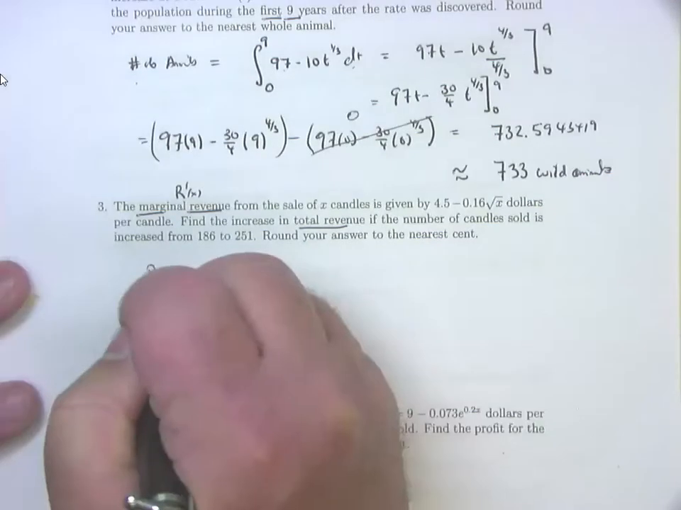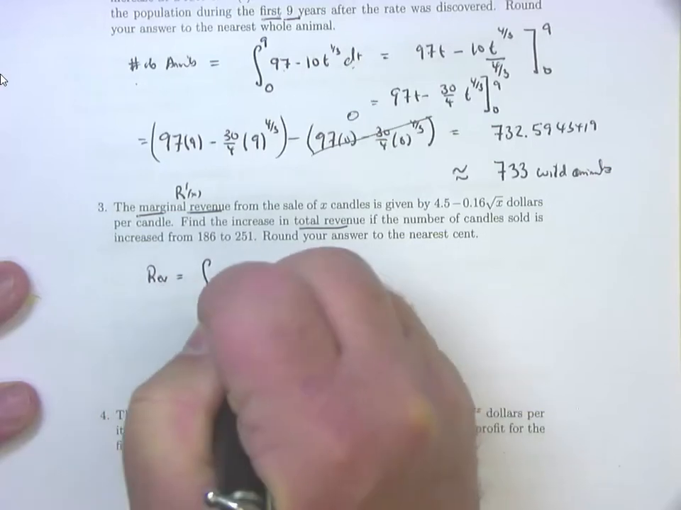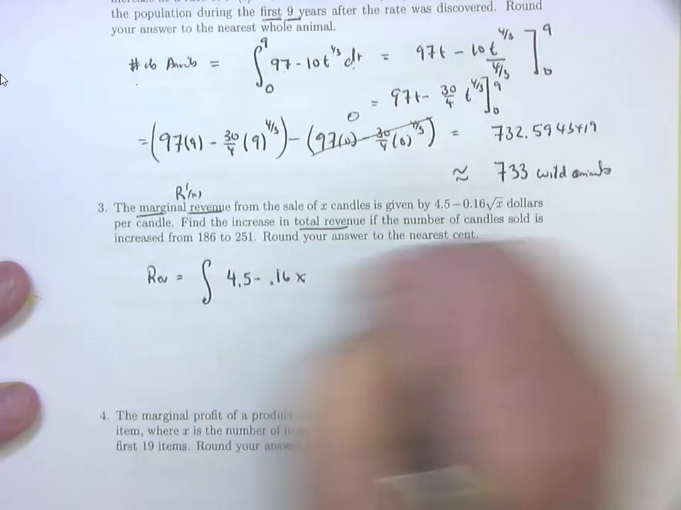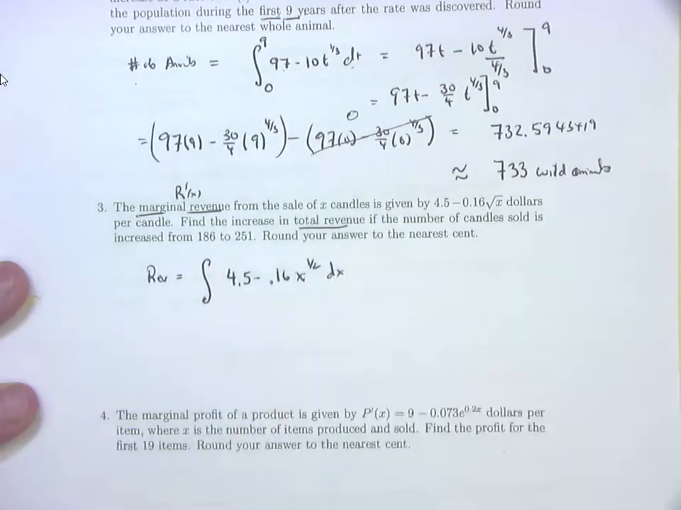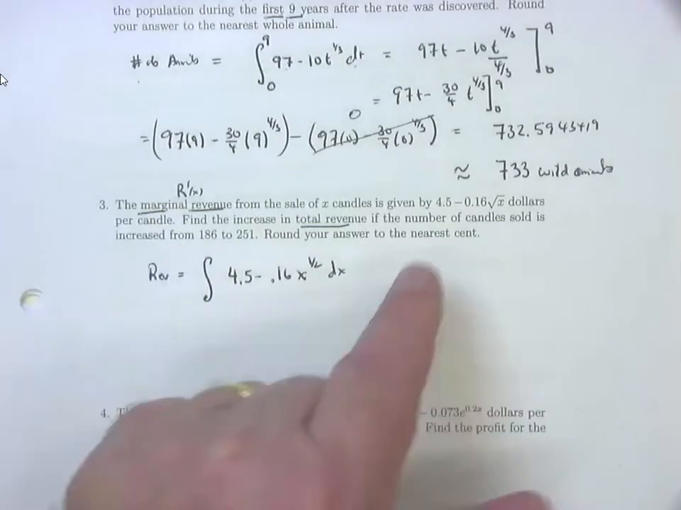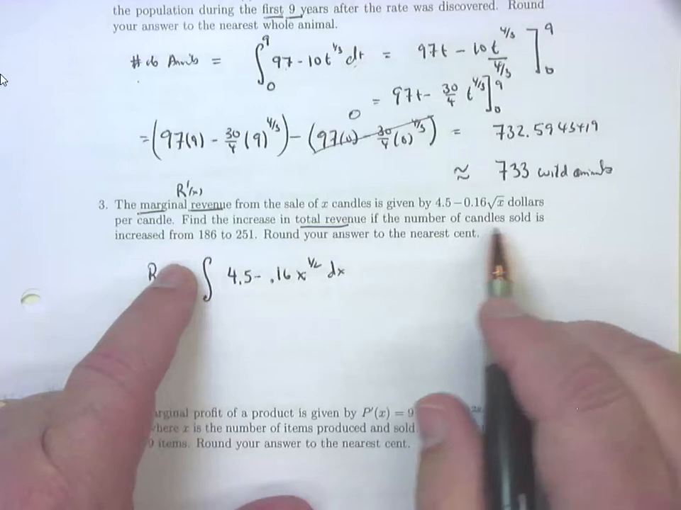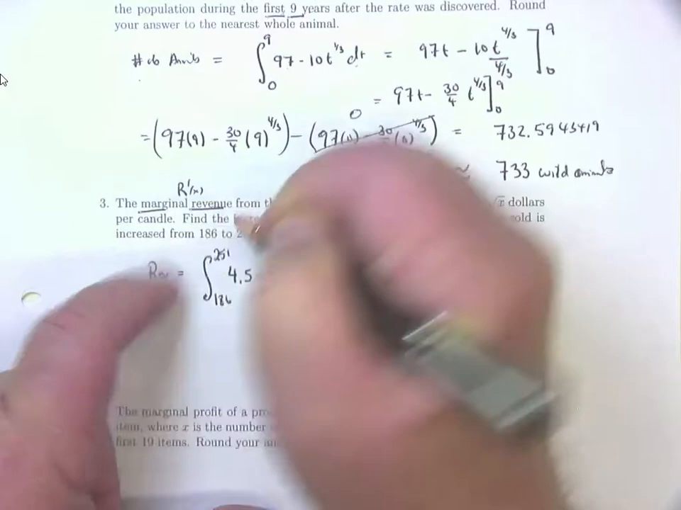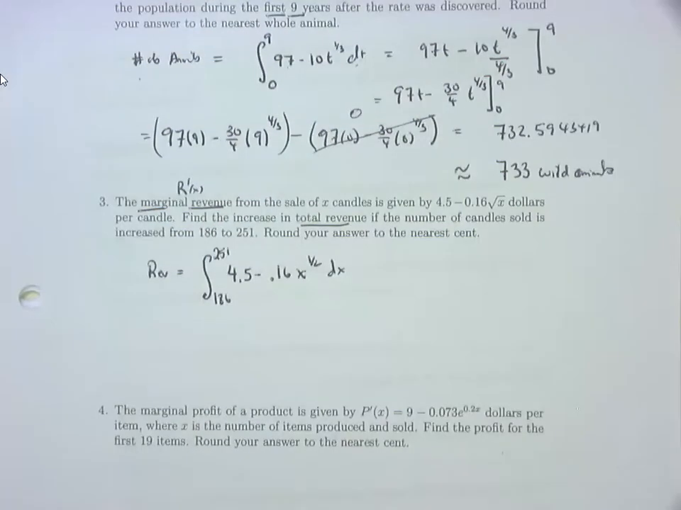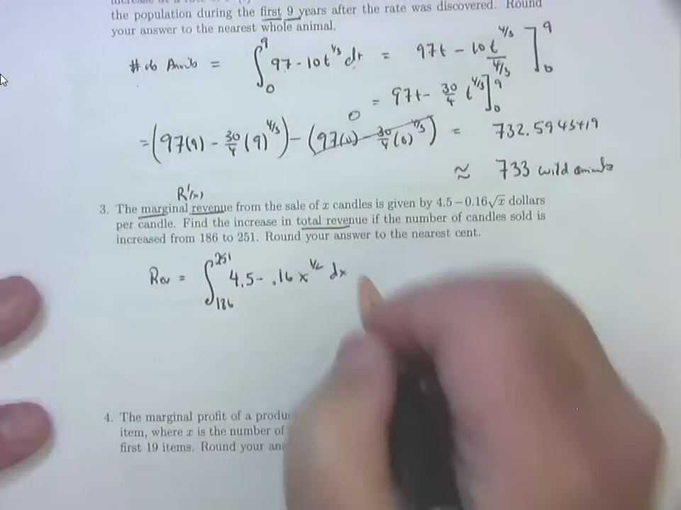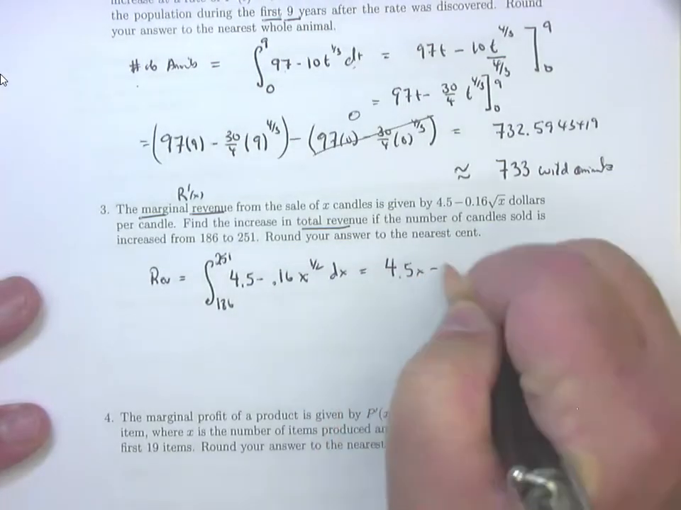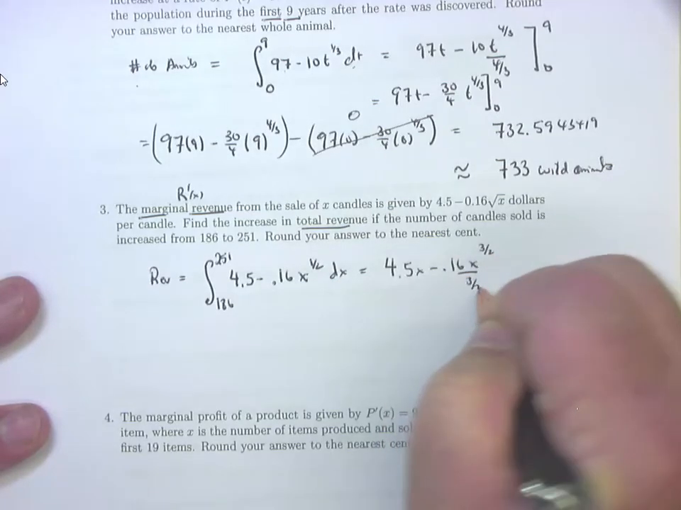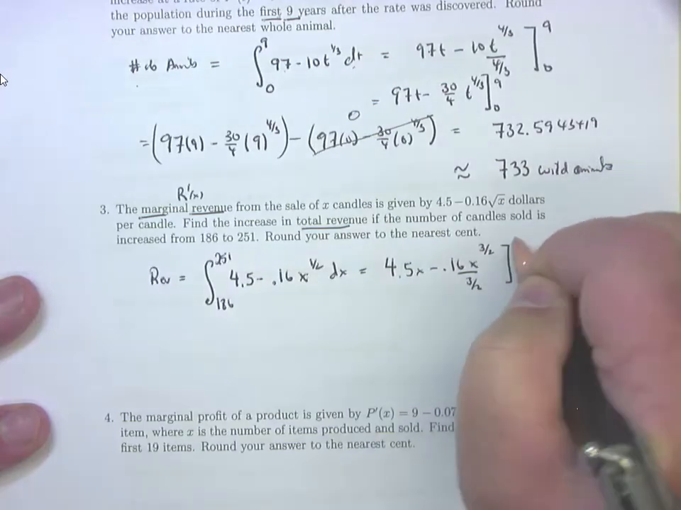So your revenue would be equal to the integral of 4.5 minus 0.16 square root of x. I don't do square root; square root is a half power, dx. But then I just need my bounds. If the number sold is increased from 186, your low number is 186 to 251. Does that make sense? Again, integrating it, showing my work. This will be 4.5x minus 0.16 times the integral of x to the 1/2; add 1, that'll be x to the 3/2 over 3/2, evaluated from 186 to 251.